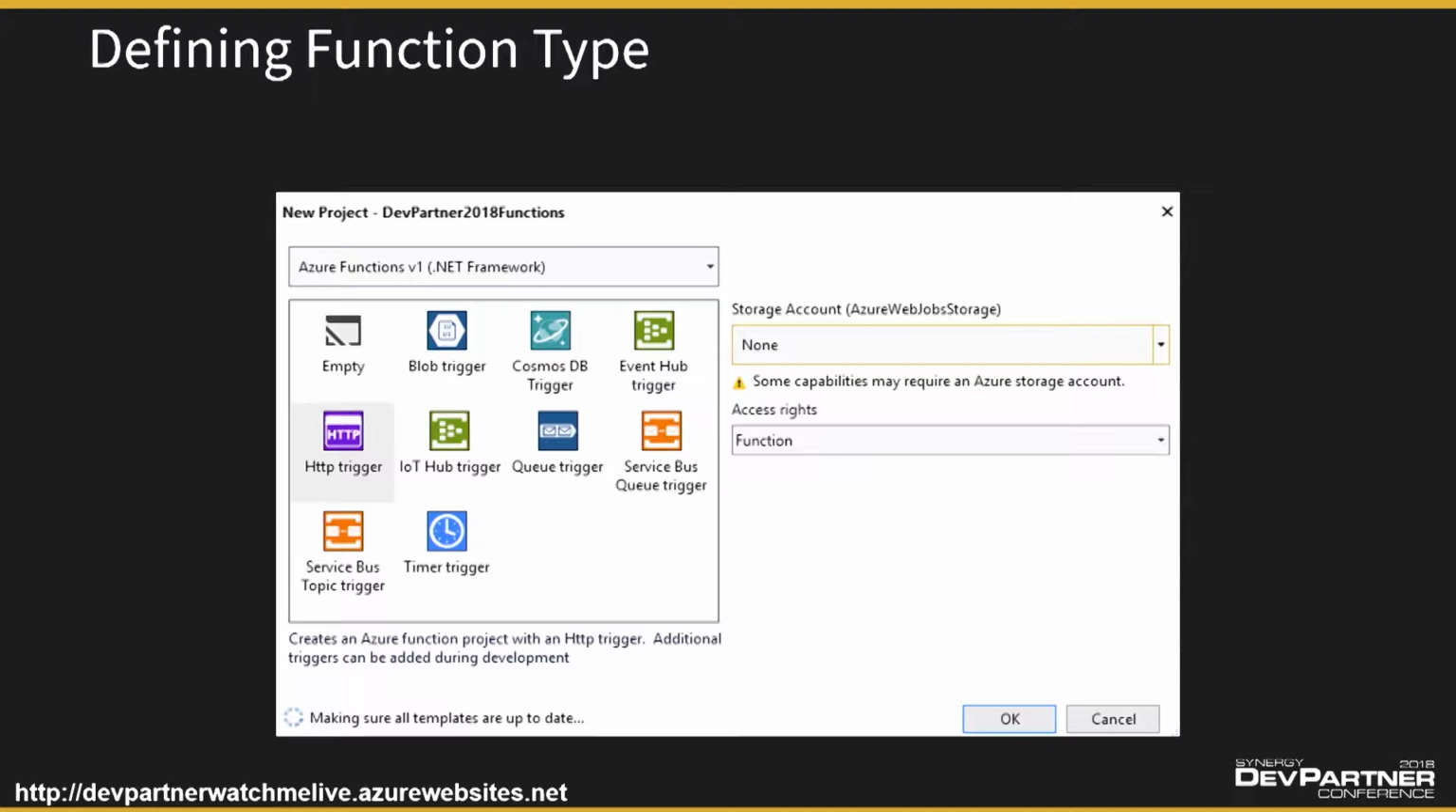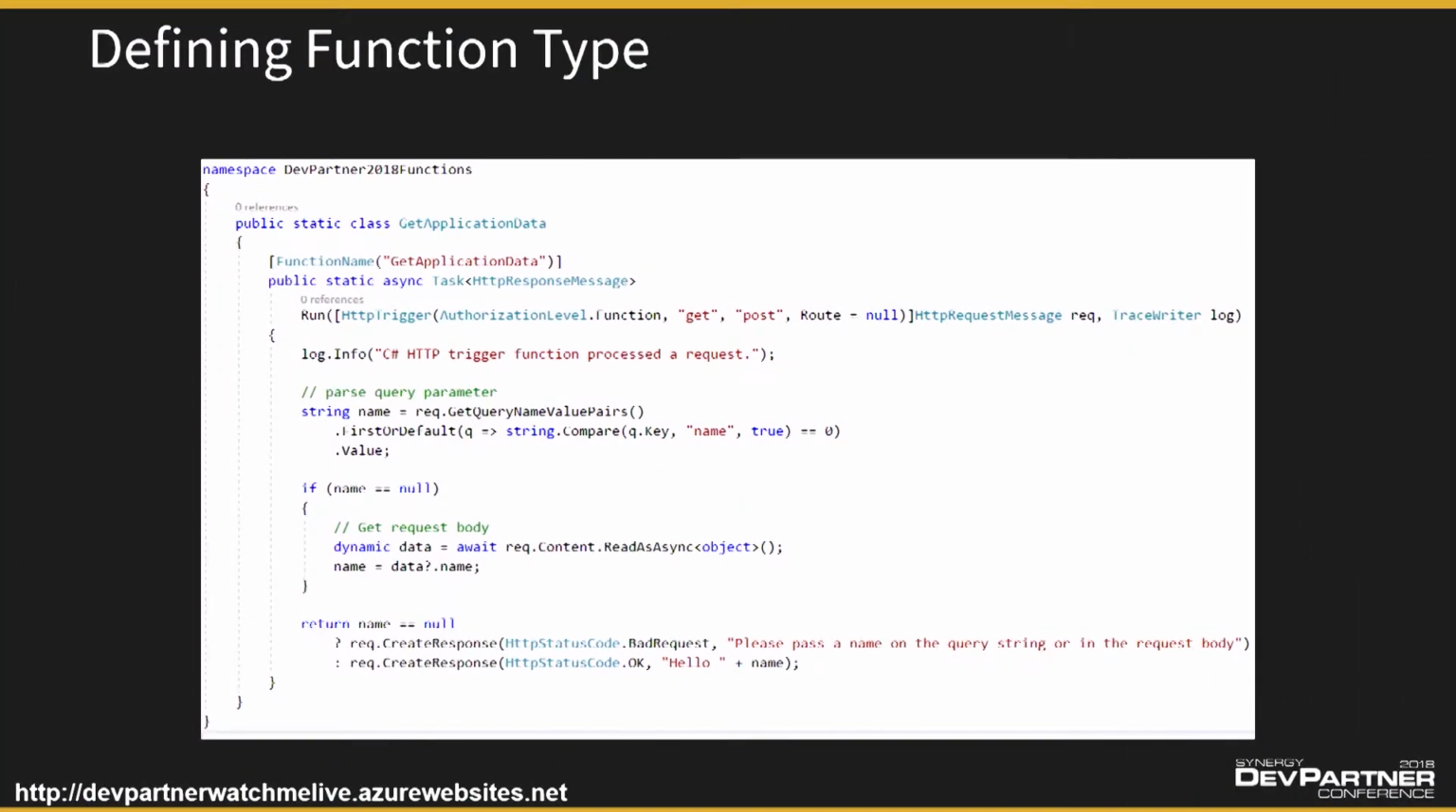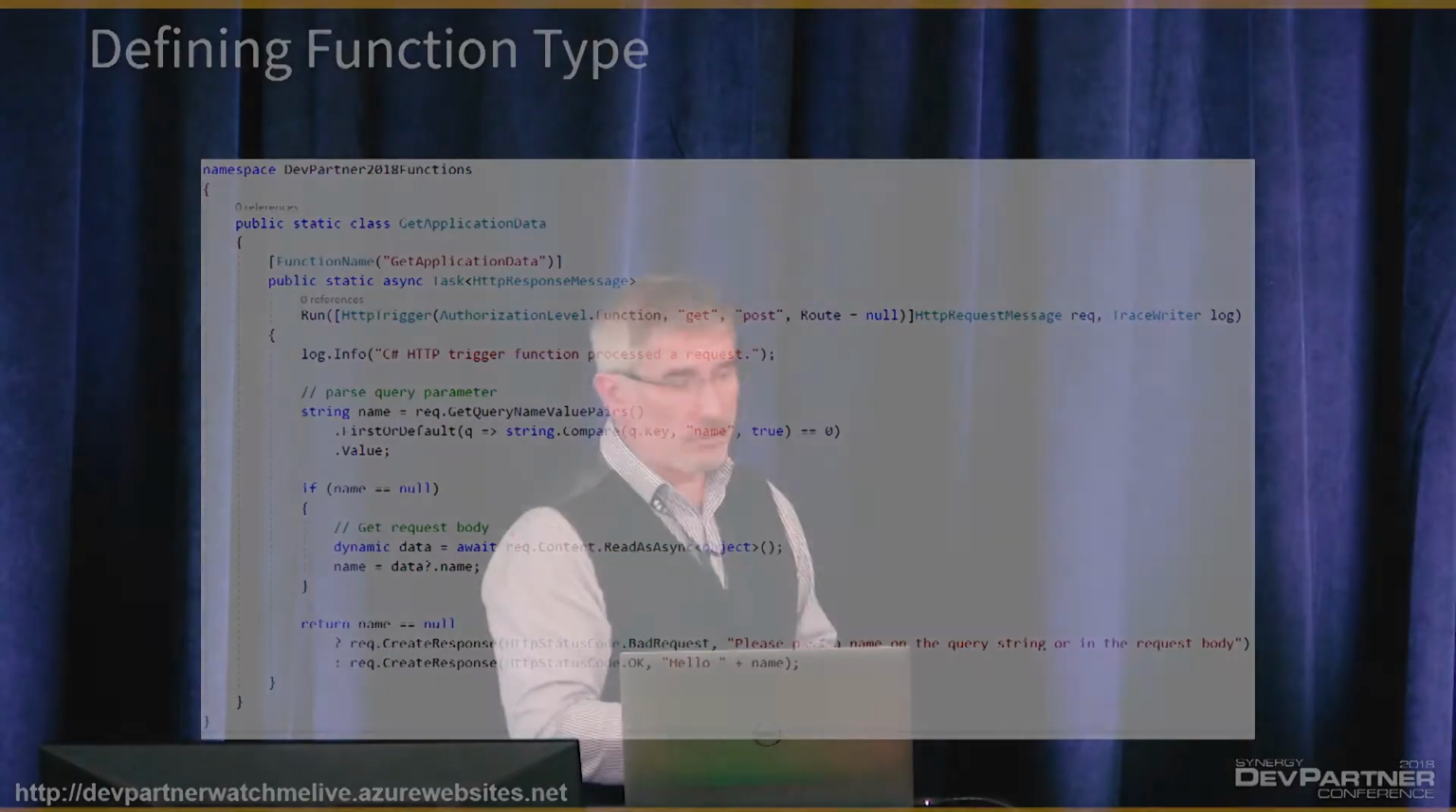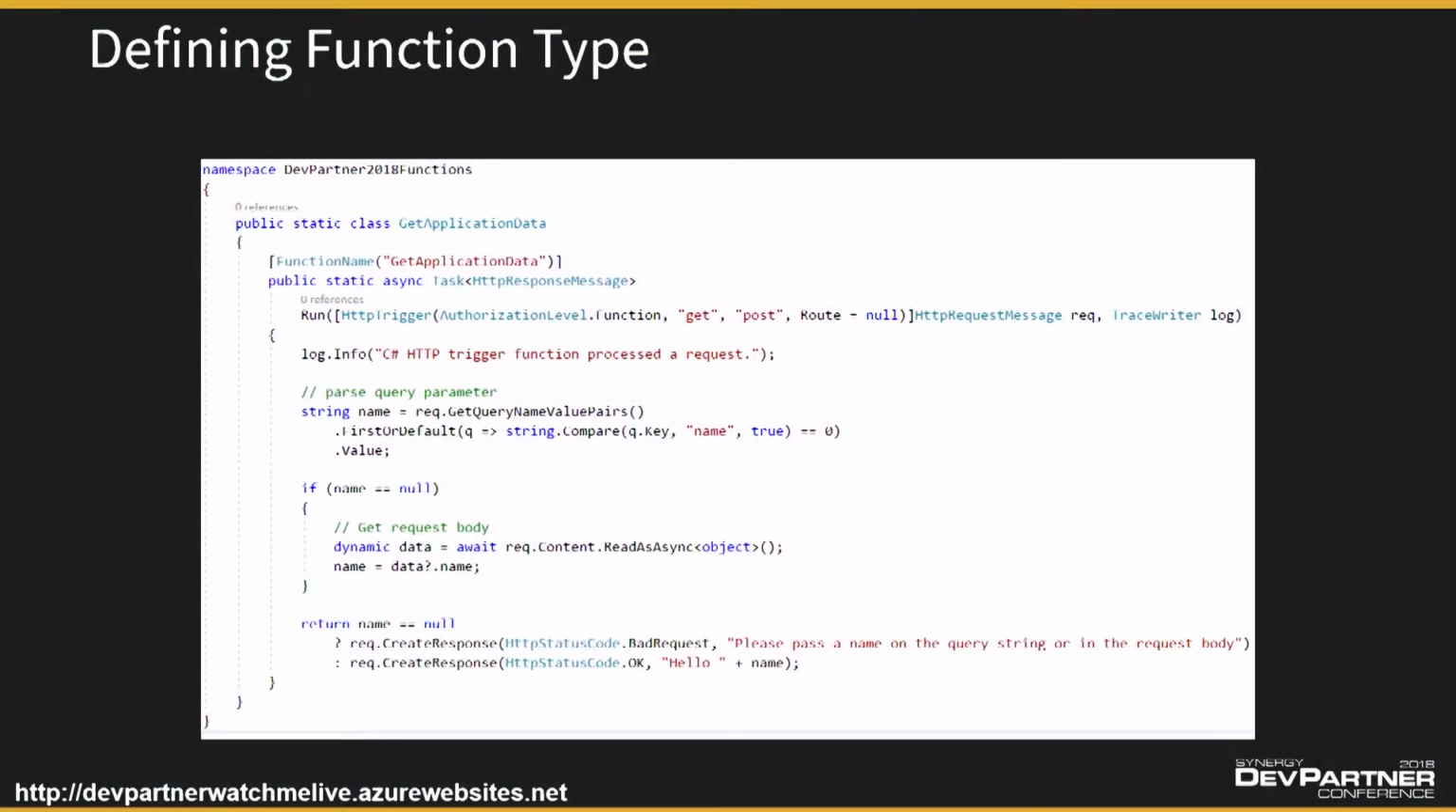When we create the function, it creates a default function called Function1. We'll rename that to GetApplicationData. And this is the code for our function. Very simple, and it was code generated from the HTTP trigger template. The default code in here simply passes the URI query string, and if you specify a name on the query string, then we'll say hello to that name. It's simple, but you know, we like simple.